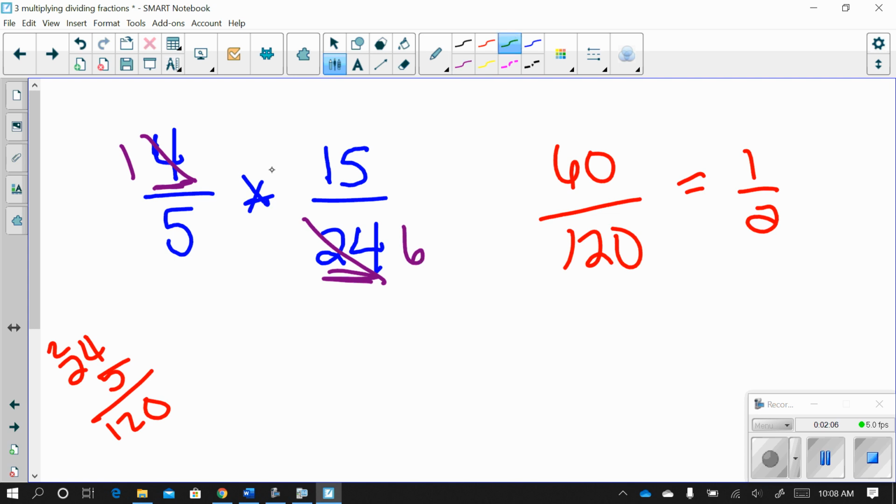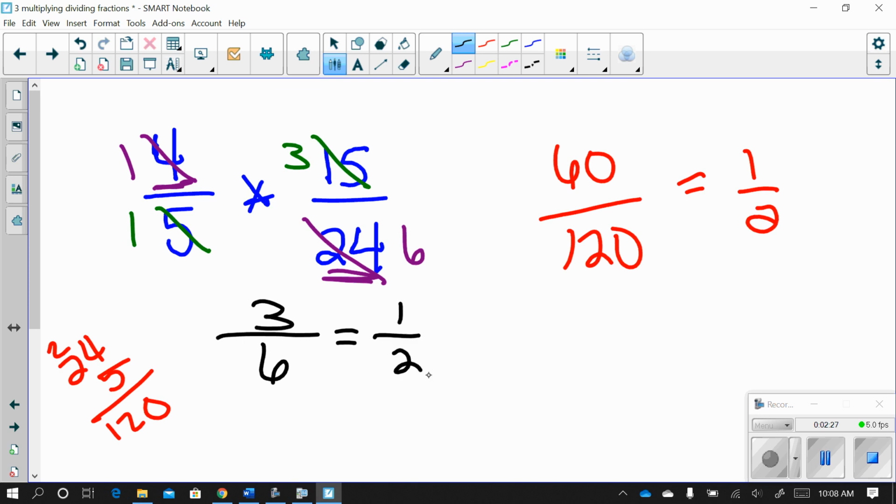Okay, then look at our other diagonal. Is there anything here I can do? Oh, 5 and 15. 5 goes into both of those. How many times does 5 go into 5? Just once. How many times does 5 go into 15? Well, that goes in 3 times. So then if I multiply here, I get 1 times 3 is 3, over 1 times 6 is 6. Oh, much easier to see that that is 1/2. Okay, so cross-canceling can be super, super helpful.